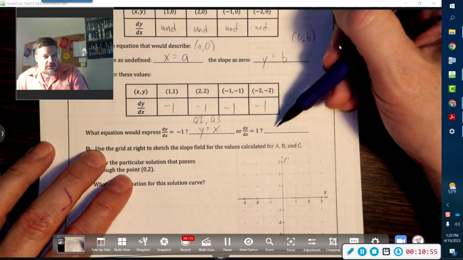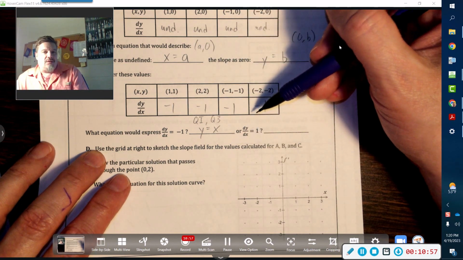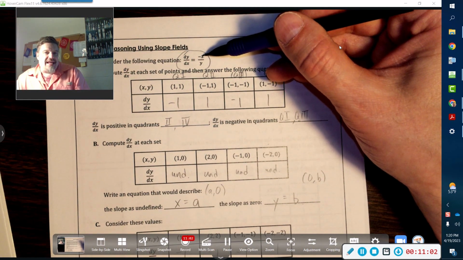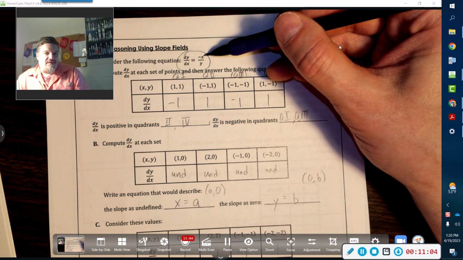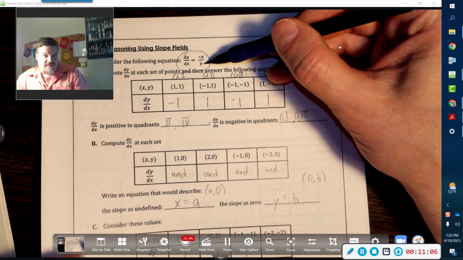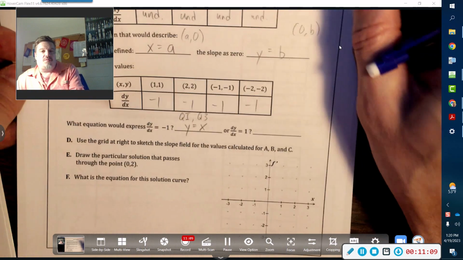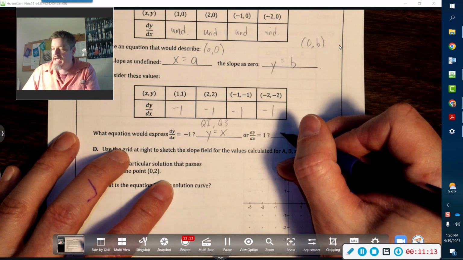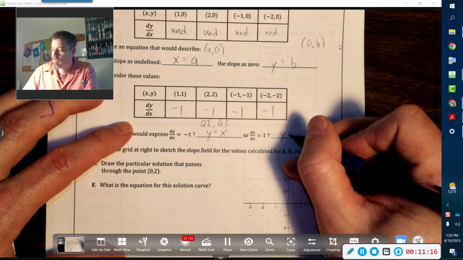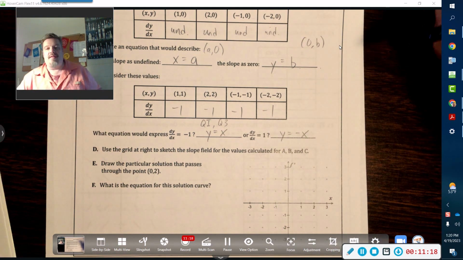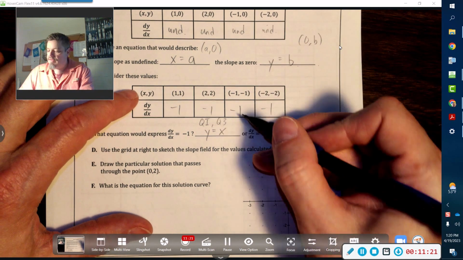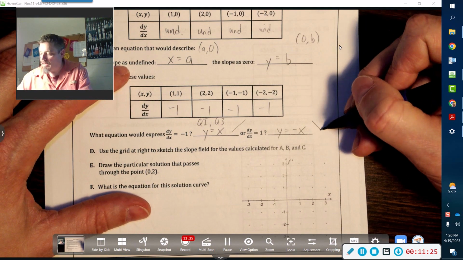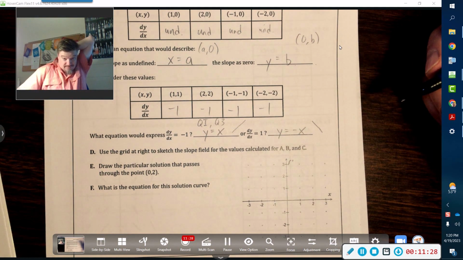And then here, if I wanted the derivative to equal 1, then this guy would have to be a negative, and he would have to be positive. So a negative x and a positive y is actually quadrant 2, okay, and quadrant 4. So that would give us that right there, okay? And so this line, when they equal each other, and then this line when they equal each other.